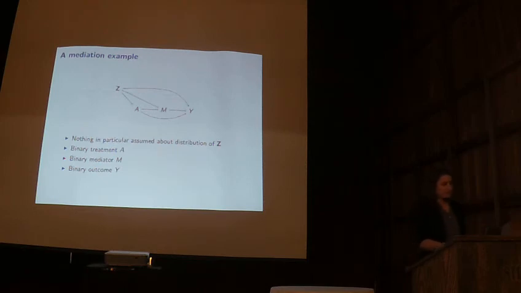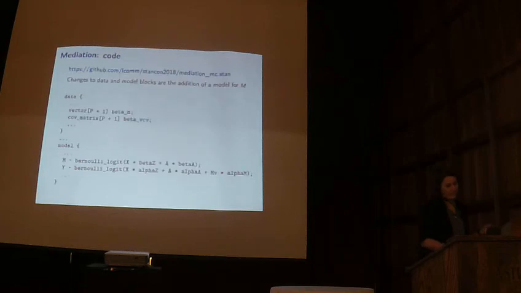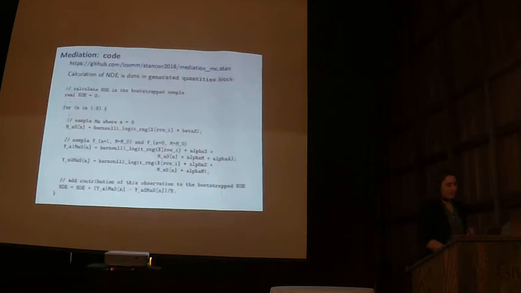So again, not assuming anything in particular about the distribution of z, everything binary, just to make it easy. The only thing special here is we're adding a model for m, and we're adding m to the y model. Okay, so the actual code here, again, uses really vague priors, which I'm passing in through the data block, and then the models have likelihoods for both m and y.